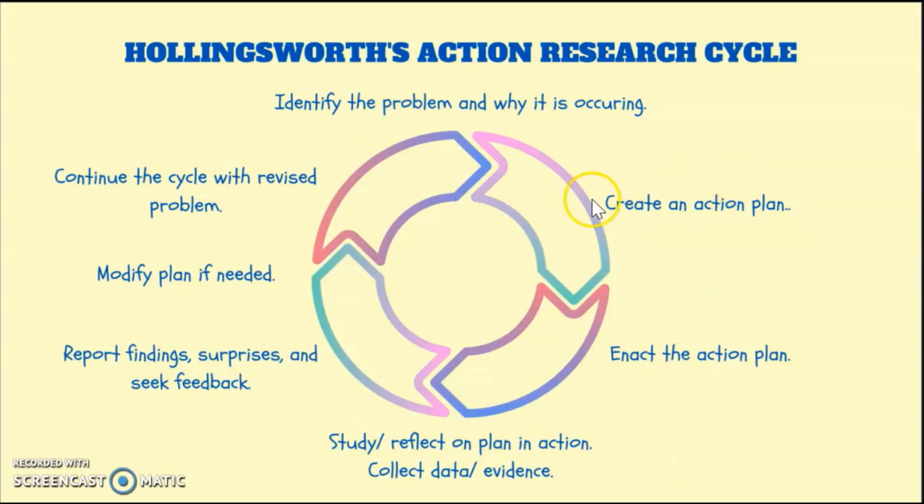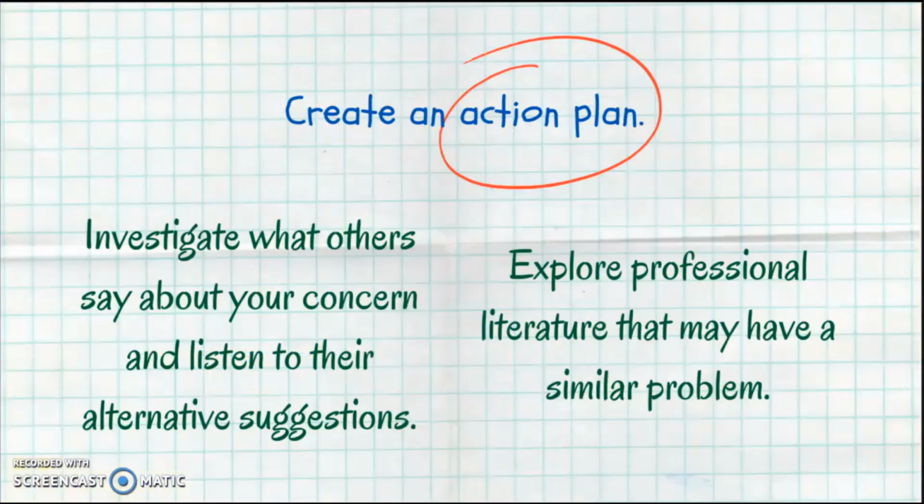Now, this is presumably the stage that we are actually on right now, right? Because the assumption is you have already identified the problem and why it is occurring. So what happens during the planning of your actual action plan? Investigate what others say about your concern and listen to their alternative suggestions. And our favorite, Chapter 2, explore professional literature that may have a similar problem.